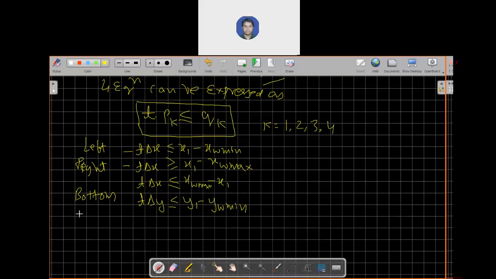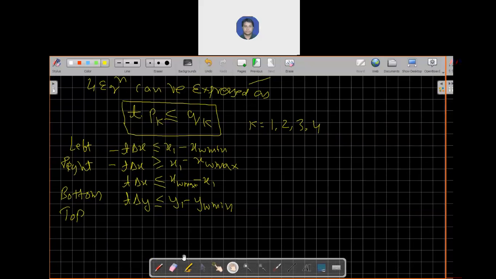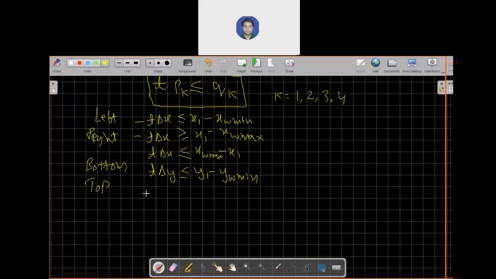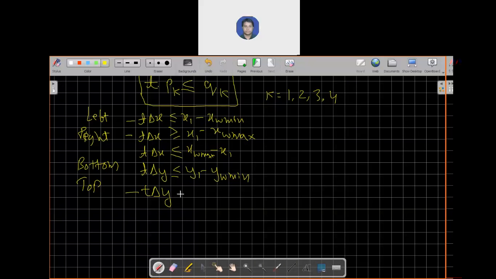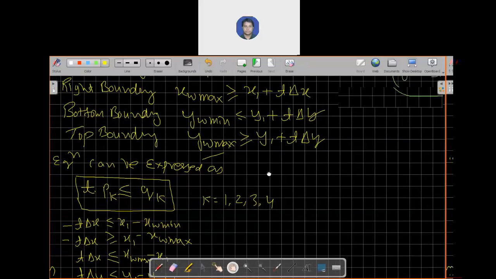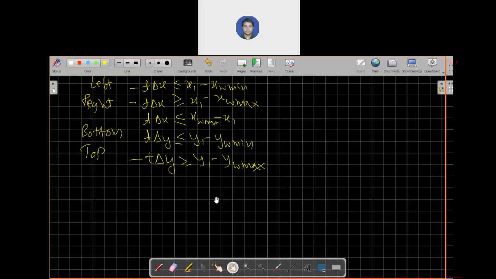Now for the top boundary, again transform the t term into the left-hand side, and the other terms into the right-hand side. So this is minus t delta y, and here it is greater than or equal to y1 minus yw max. Again there is the greater than, but we require less than, so we apply the negative sign on both sides.